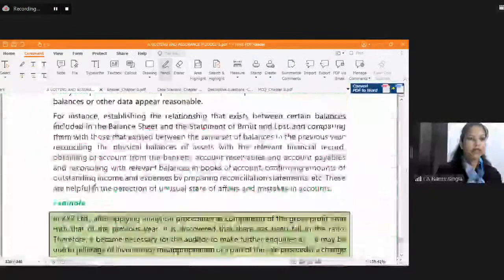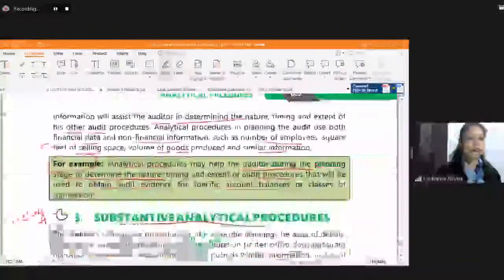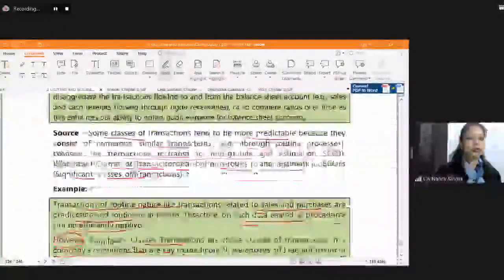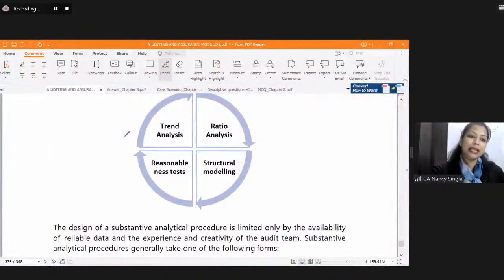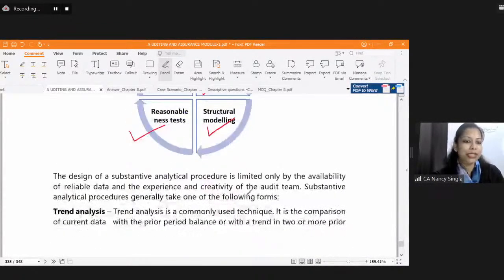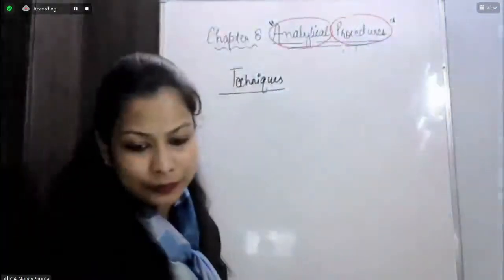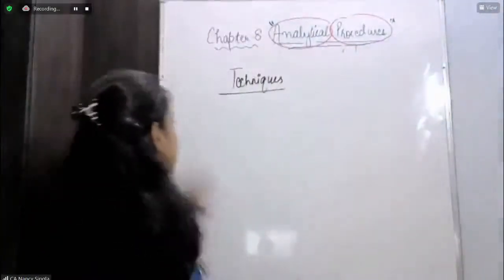Now we are doing what? Techniques. So what are the techniques? The techniques are trend analysis. So basically, while applying analytical procedures, what will the auditor do? He can perform trend analysis, ratio analysis, reasonableness test, and structural modeling. So these are very simple tests, very basic tests. You must have done them in your foundation somewhere or the other. But let us just see them in detail.